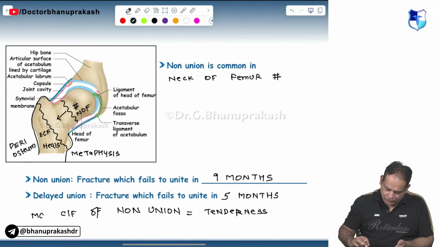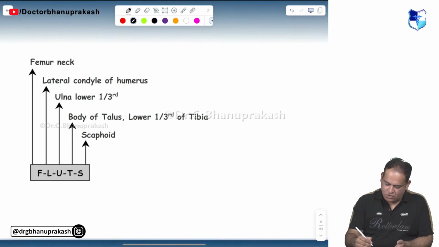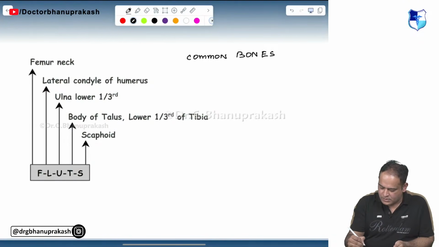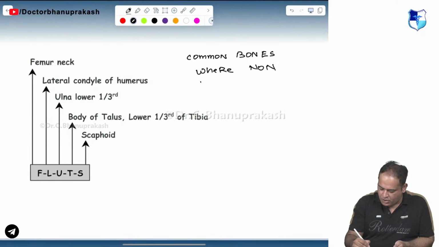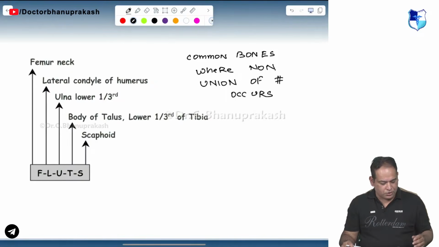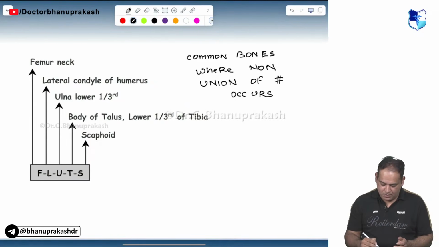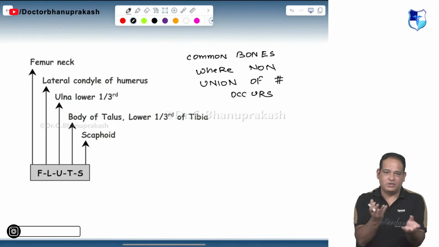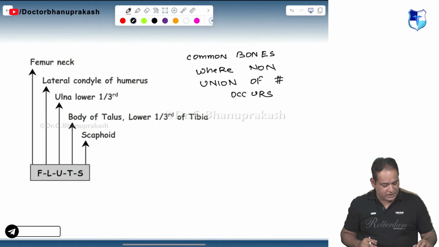Right? We'll move forward. Now, these are the common bones where non-union of the fracture occurs. इन्हीं बोन पे अगर फ्रैक्चर हुआ तो नॉन यूनियन होकर रहेगा. Mnemonic is FLUTS. Fine. आप words को alphabet को थोड़ा इधर उधर कर लो, अच्छा mnemonic बन के निकलेगा.